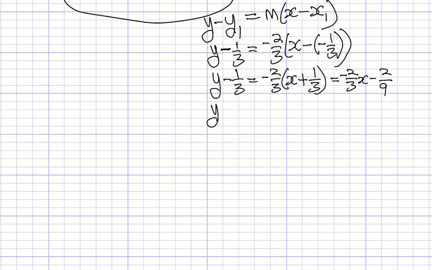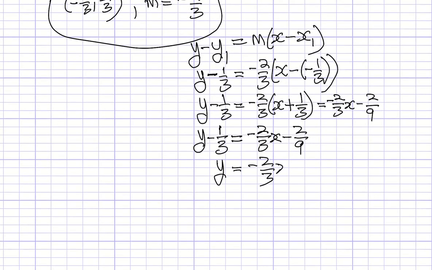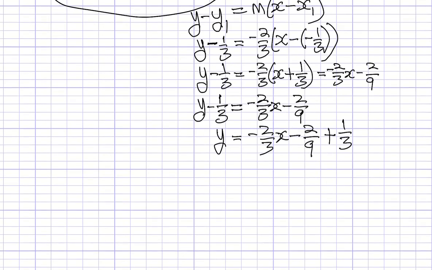So basically now we'll have y minus 1 over 3 equals negative 2 over 3 x plus 2 over 9. So we want to isolate y. We say y equals negative 2 over 3 x plus 2 over 9. Then we'll move this other term to the other side, and you get plus 1 over 3. See? If you move it over, you get 1 over 3.